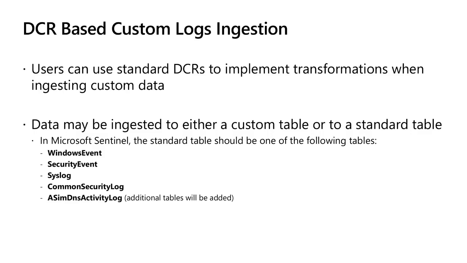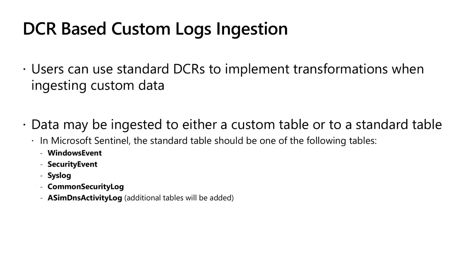Data might be ingested to either a custom log table with this new capability or to a standard table. But in Microsoft Sentinel, the standard table should be one of these 5 that you see in the screen. Windows event for Windows events from Windows, security event for Windows security events, syslog from Linux, common security log, which is our CEF specific table, and also our new normalized DNS table, which is called ASIM DNS activity log. Okay. New additional tables will be added in the future, but as of now, we support these 5 tables to actually get data through the API.